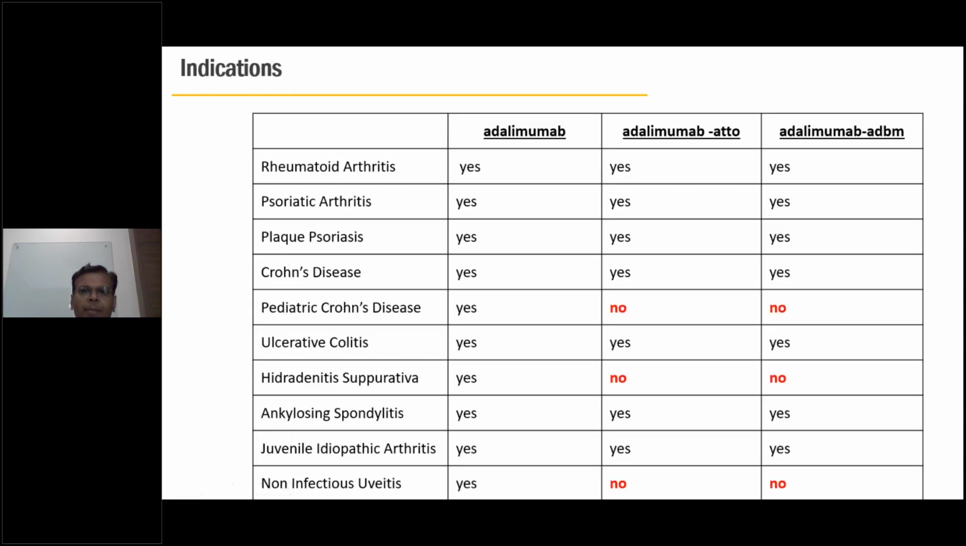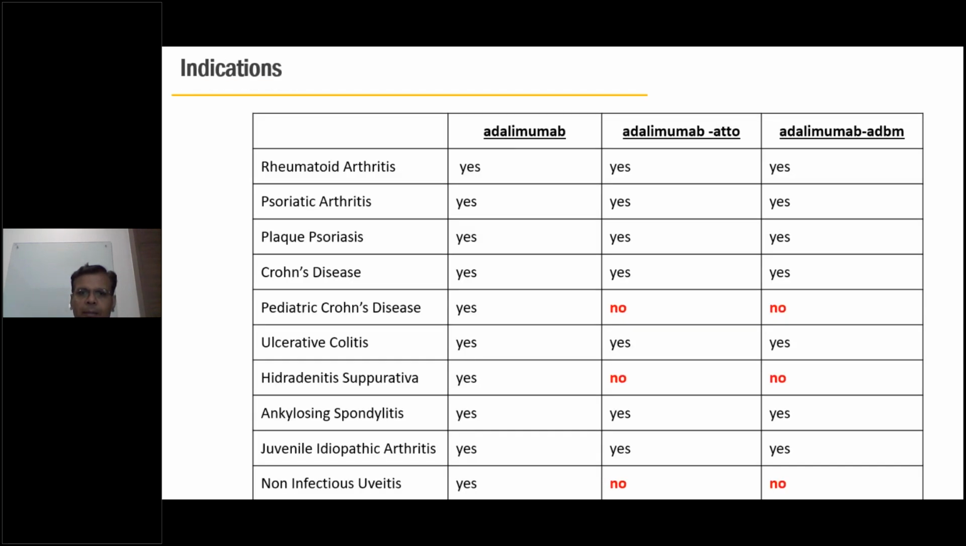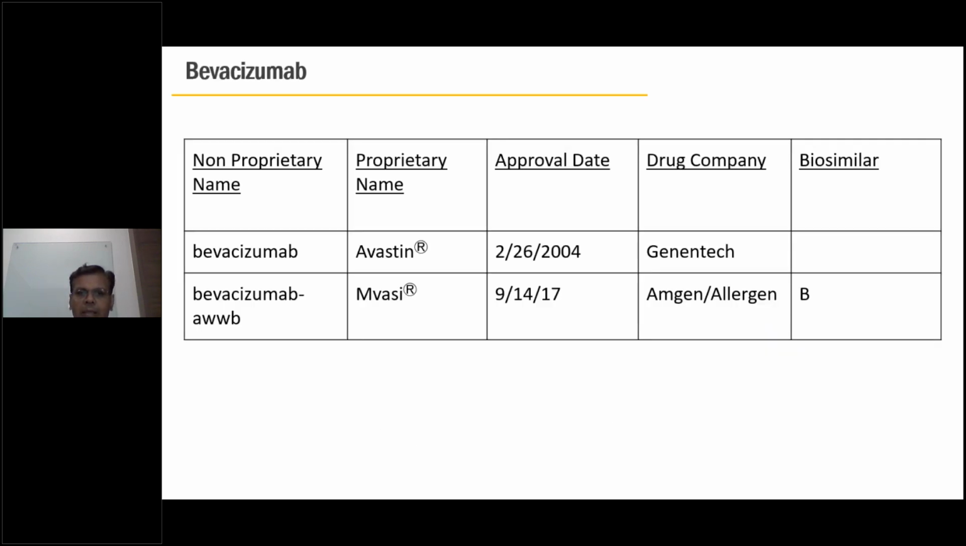So what happens is, say, the two companies, Amgen and Boehringer Ingelheim, they would not get approval for, say, the indication of pediatric Crohn's disease, or for that matter, hidradenitis suppurativa, or non-infectious uveitis. So these are indications for which the regulator would not be giving them permission. The innovator adalimumab, Humira, gets approval for all these because they have done studies in all these indications.